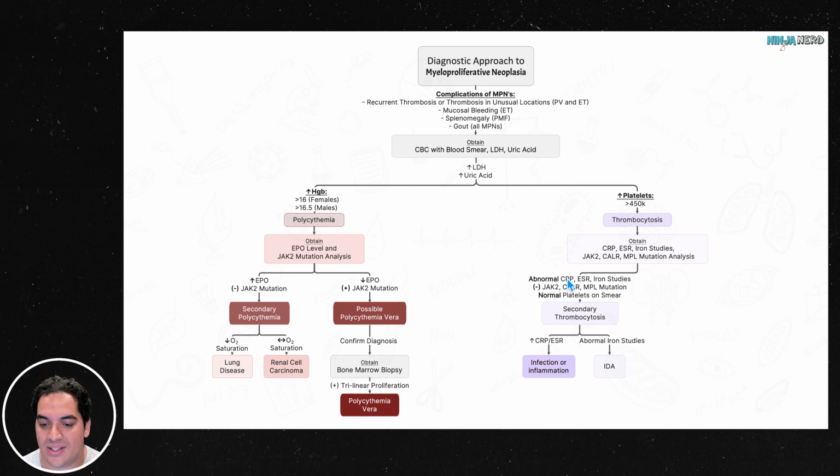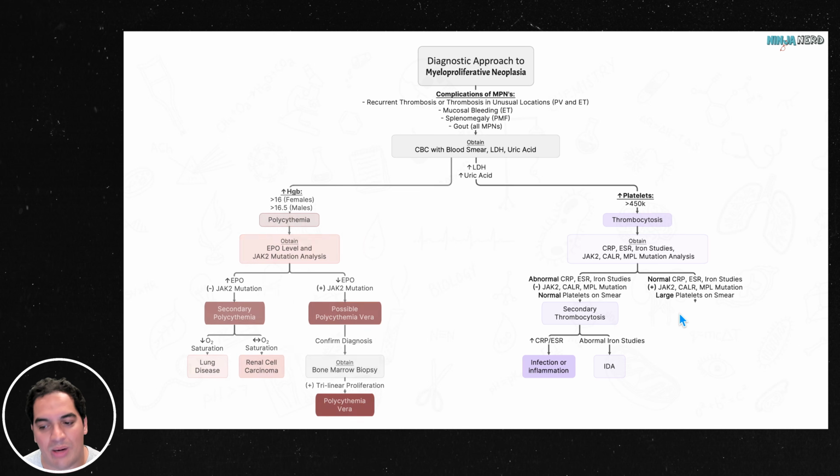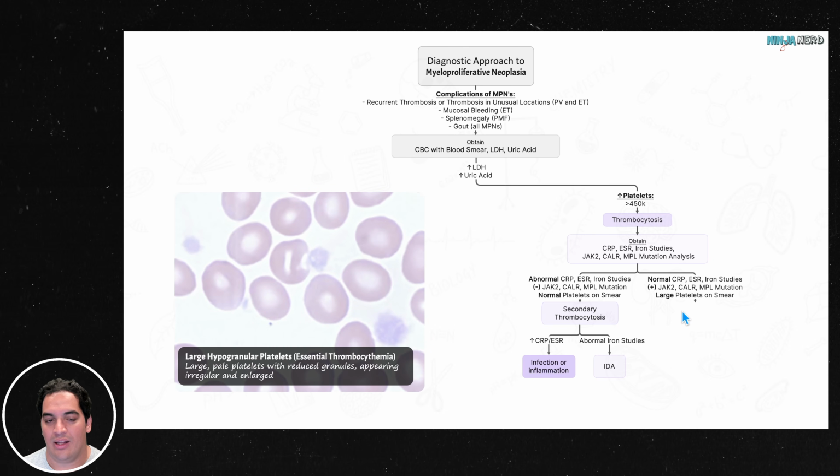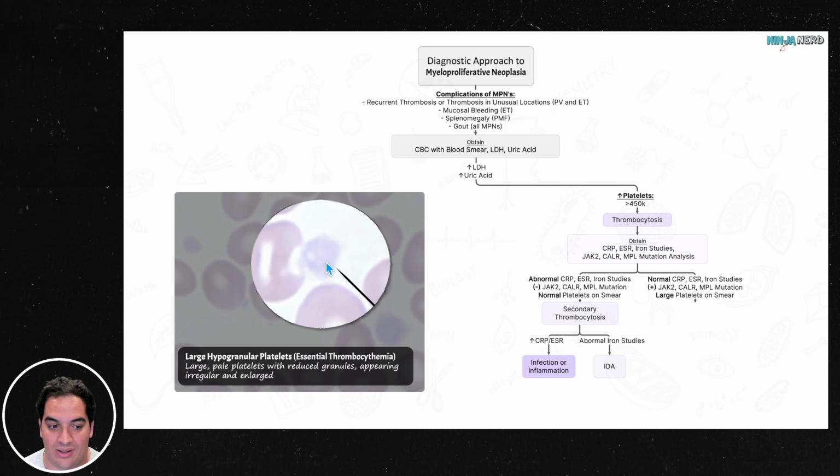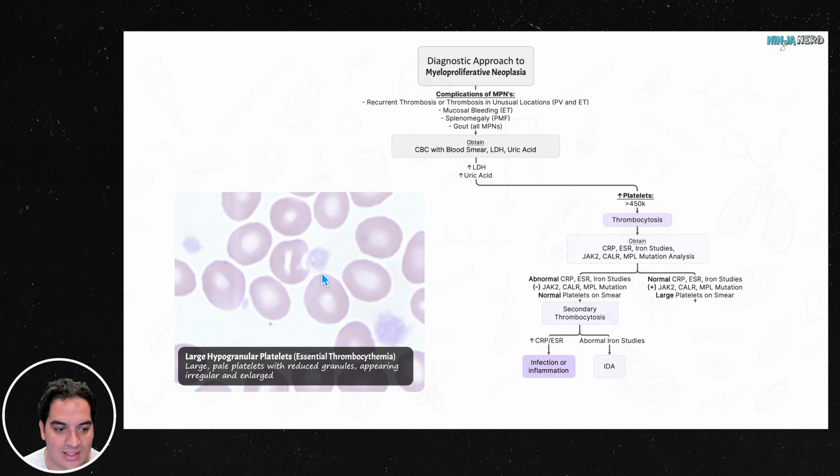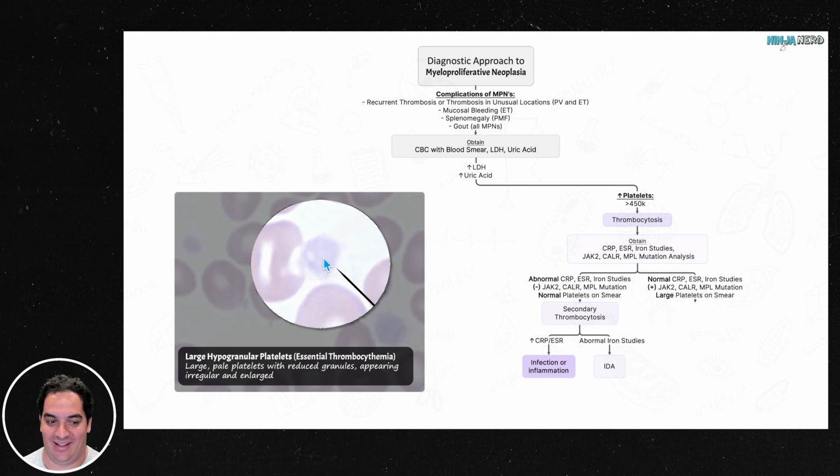If I do all these studies and I got normal studies here, they do have one of these mutations, and their platelets are large and they don't have a lot of granules in them, you really want to be thinking about potentially essential thrombocythemia. So you look here, look how big this platelet is. Seriously, you see this is a red blood cell. These platelets are not supposed to be that size. They're supposed to be super small. This is a gargantuan platelet, all right? So definitely something to think about, and that really starts bringing in the possibility of essential thrombocythemia.